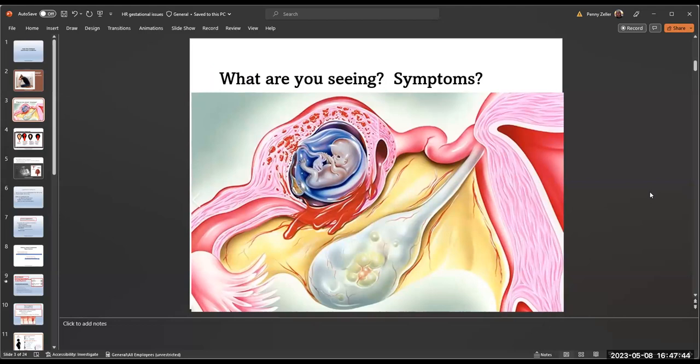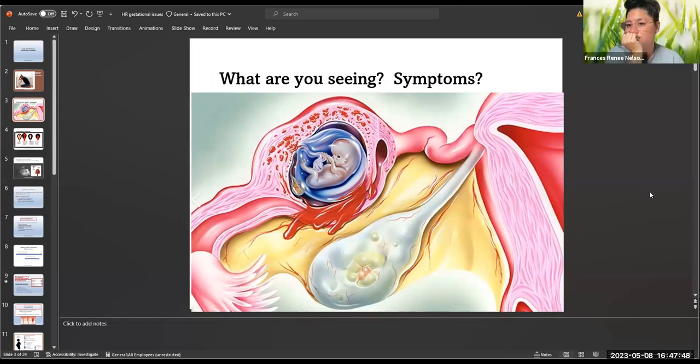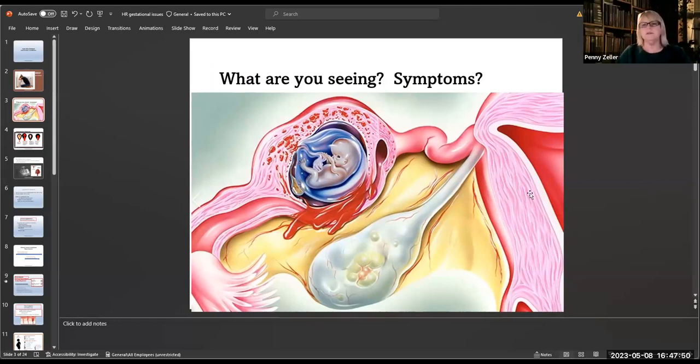Like placenta detachment or ectopic. This is the uterus here on the side. This down here is the ovary. This is a fallopian tube. The baby's inside that fallopian tube and bleeding. One of the risks associated with ectopic pregnancies is internal bleeding, a lot of bleeding.